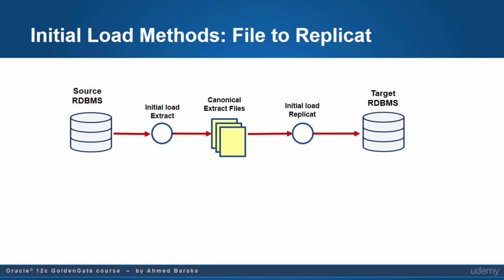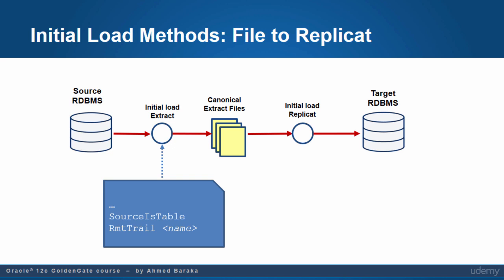Another available GoldenGate initial load method is the file to replicat method. With this method, the initial load extract extracts the source records from the source tables and writes them to extract files in canonical format. On the target side, the initial load replicat loads the data from the files and applies the records using the database interface. The rows are applied one record at a time. That's why this method is considered the least efficient of the initial load methods.